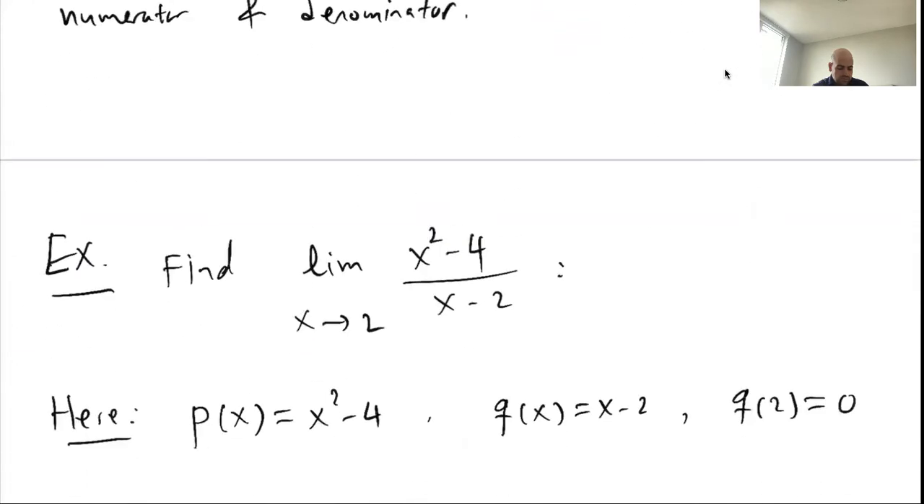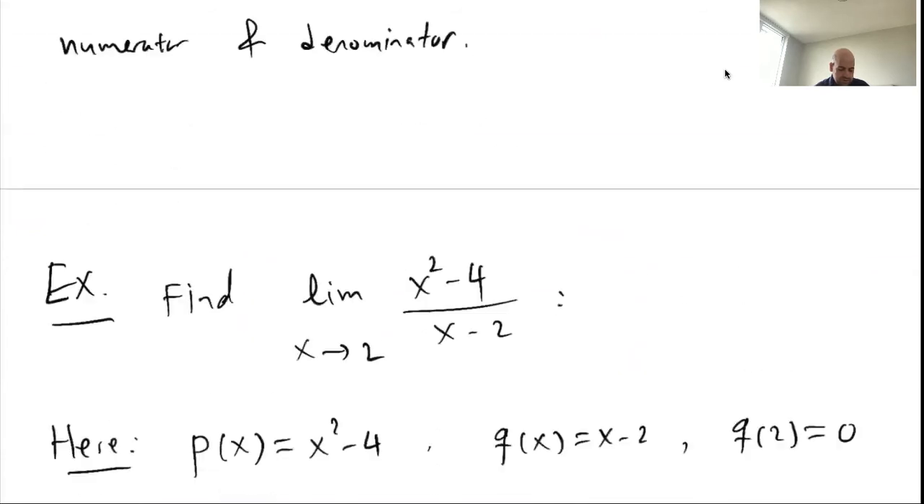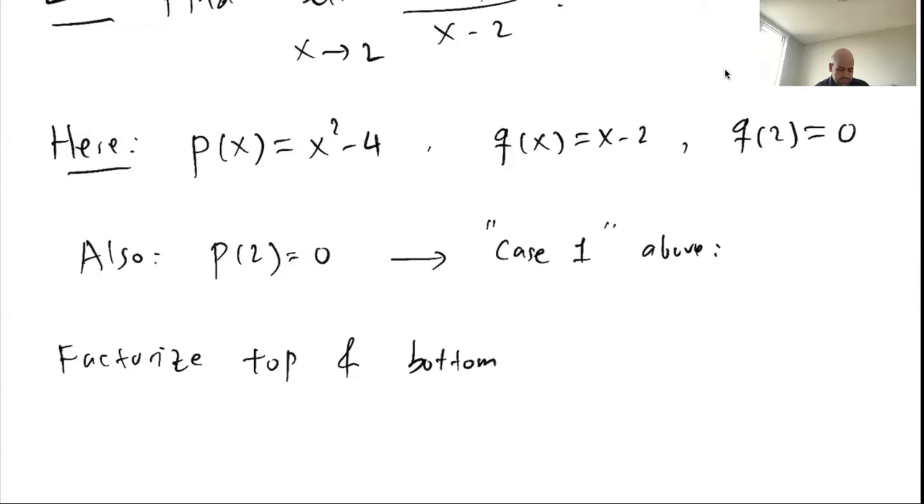Okay, so Q of 2 is 0. Also, P of 2 is 0. So we are in case 1 above. So factorize top and bottom and simplify.